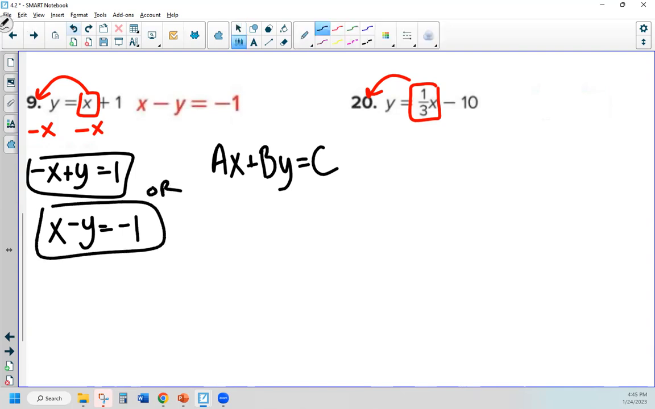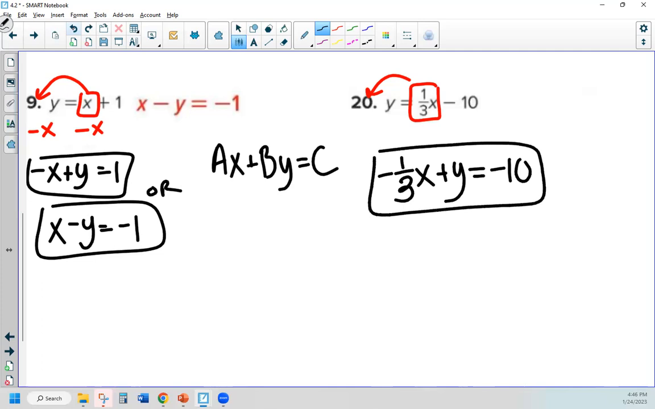Okay, let's look at this one. Long story short, I don't think you need me to write this, but this is going to be a negative 1/3 x to the other side by subtraction, followed by a plus y equals negative 10 on the other side, where this is already in standard form. But if we want our leading term positive, we'll multiply by a -1, making it a positive 1/3, then negative y, and then a positive 10.